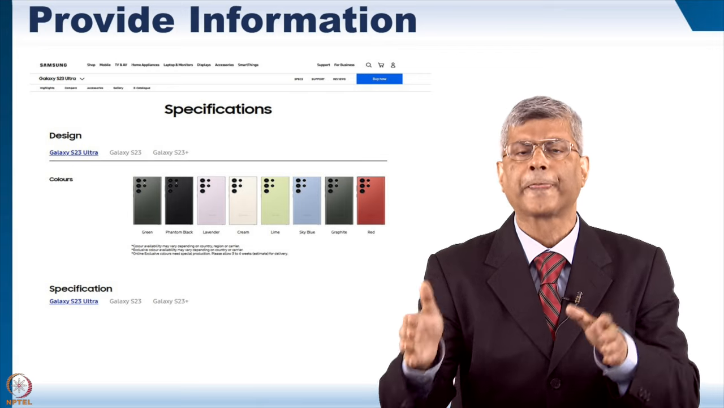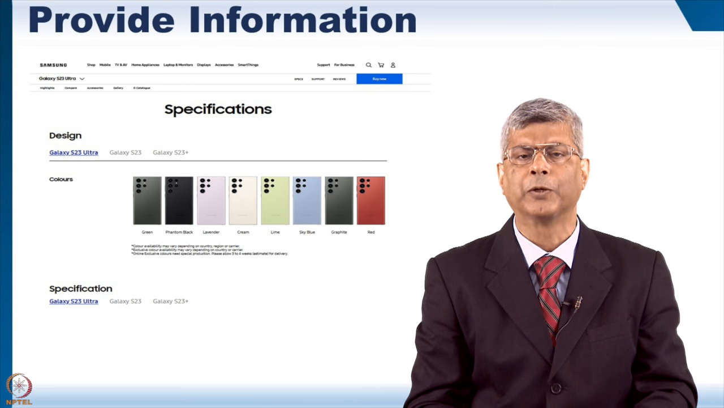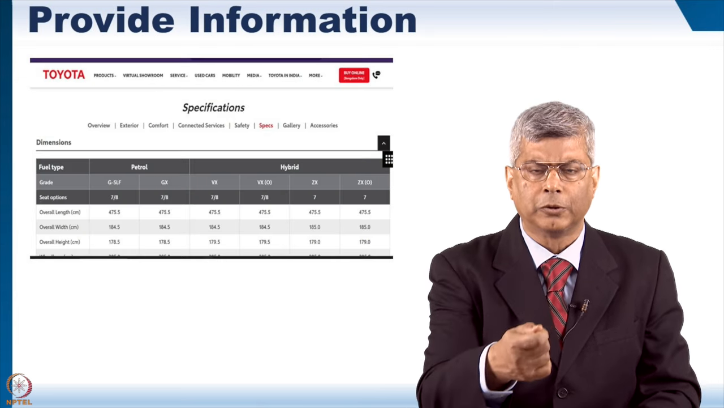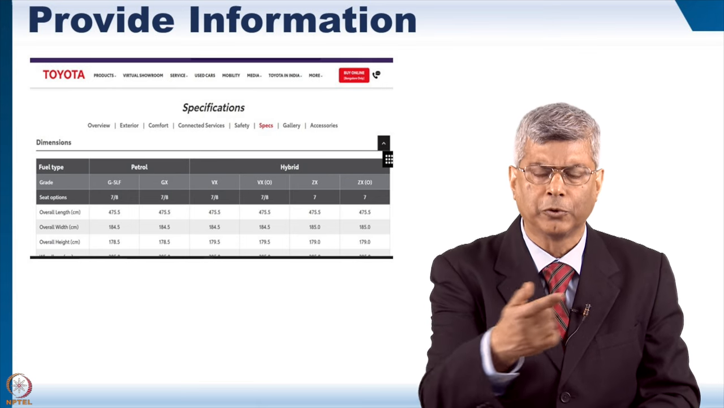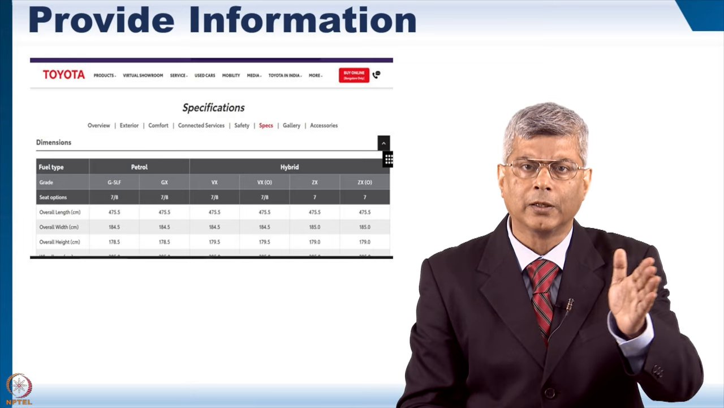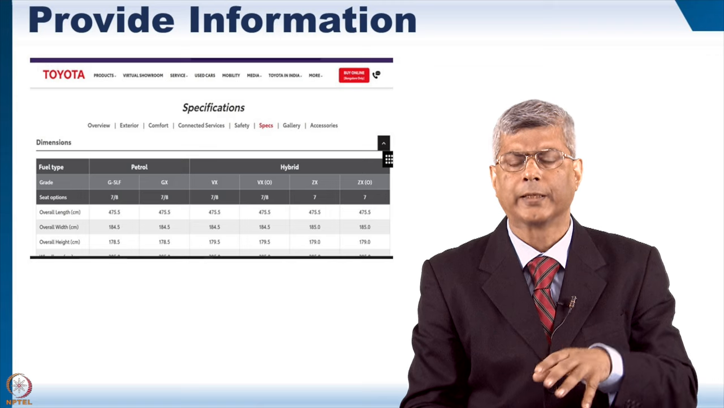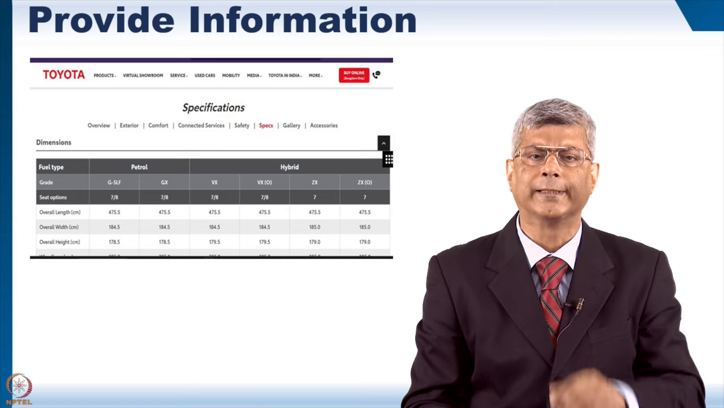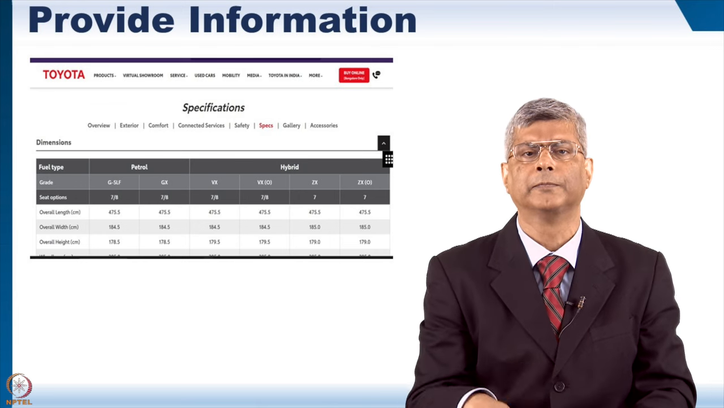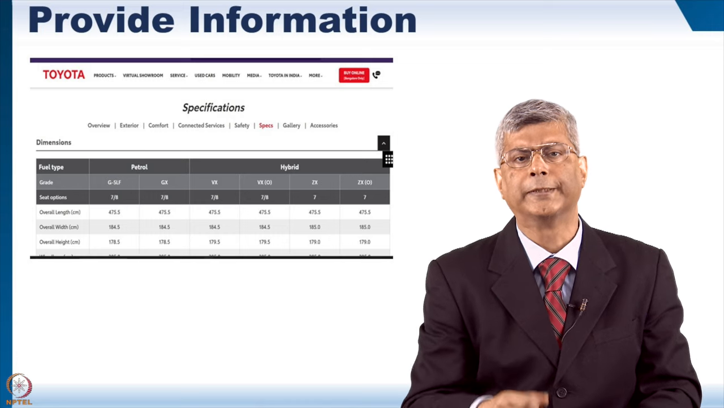So you become aware, and now you need more information to decide what to buy. So that's one way to provide information. I talked about cars. If you go to the Toyota car page, you'll find all the specifications: length, breadth, width, height, engine, horsepower, everything is there. And you can decide. And you'll probably spend a lot of time seeking information. And the more expensive the product, the more information you need to decide.